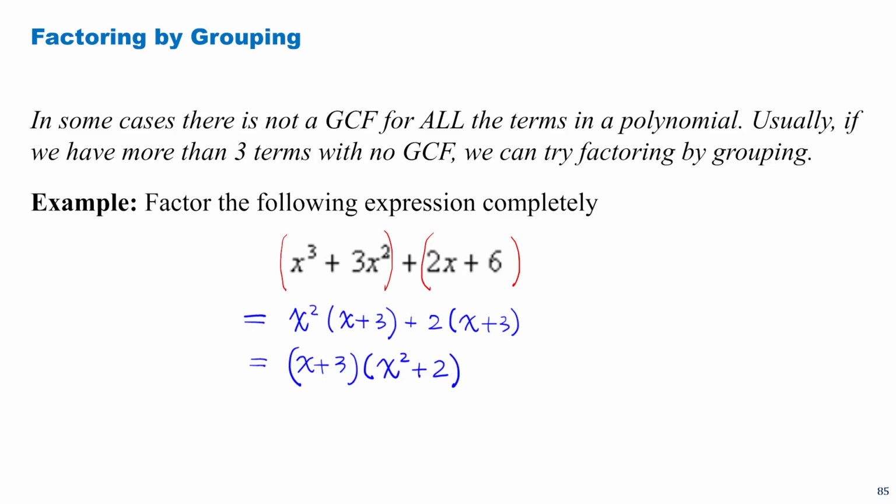So in the first 2 terms, there is a GCF x squared, right? So we can put it in front. That equals x squared times x plus 3, plus, put the common factor 2 in front for the last 2 terms, which we have 2 times x plus 3. So then in the next step, we have x plus 3 is a common factor. Again, put it in front. Then the original expression can be factorized to x plus 3 times x squared plus 2, right? So sometimes try factoring by grouping. That'll give you some GCF.